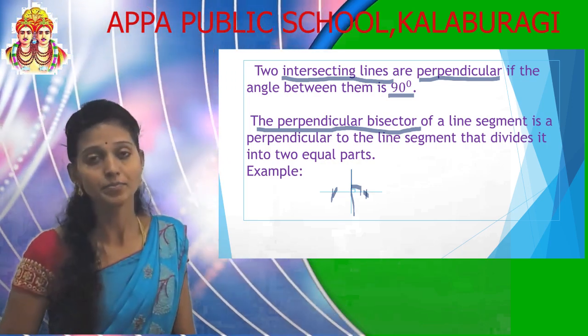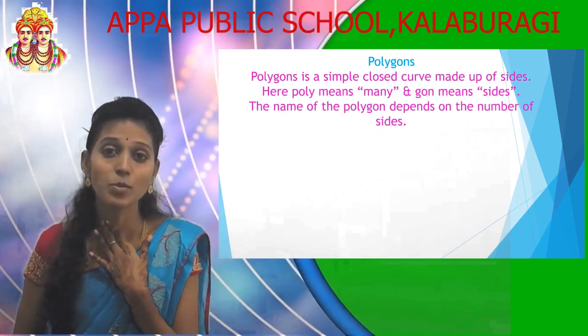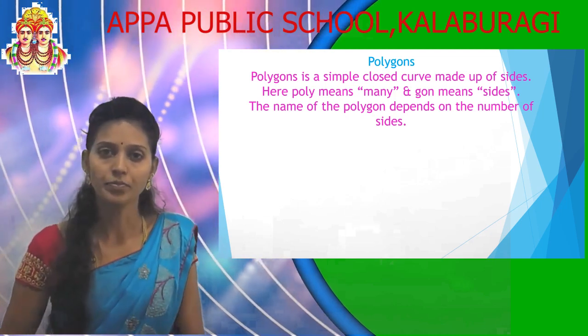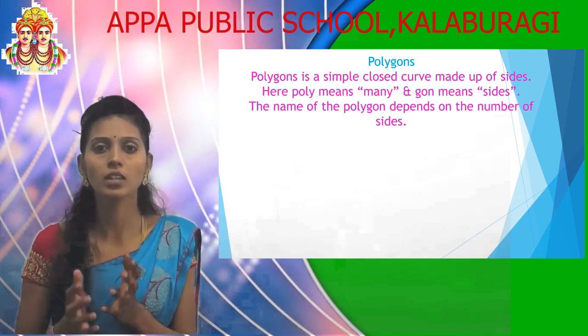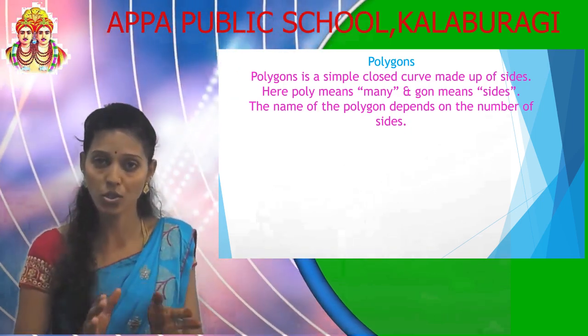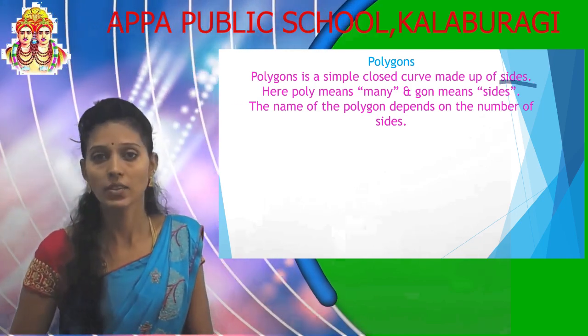Got it? Yes. Now let us go to the next part, that is polygons. Already you have studied polygons in the 4th chapter. Then what is the new thing to learn here? See here, polygon, as you know, is a closed figure, right? Made up of sides, right?